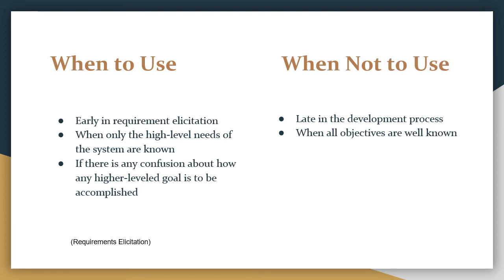Goal-based approaches are especially useful early in the requirement elicitation process. This is because examination of goals often leads to change in goals, which is more difficult as the project progresses. Goal-based approaches are also ideal when only high-level goals of the project are known. Examining your high-level goals will naturally lead to lower-level goals through a series of why and how questions. Similarly, if there is ever any confusion about how any higher-level goal is to be accomplished, goal-based approaches are ideal.